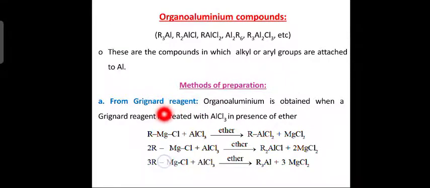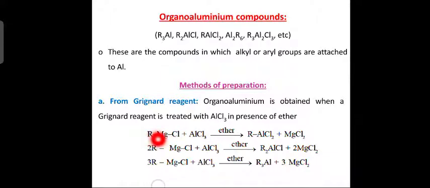First one is from Grignard reagent. Now an organoaluminium compound is obtained when a Grignard reagent is treated with aluminum chloride in the presence of ether. So ether is the solvent. Aluminum chloride is made to react with the Grignard reagent.